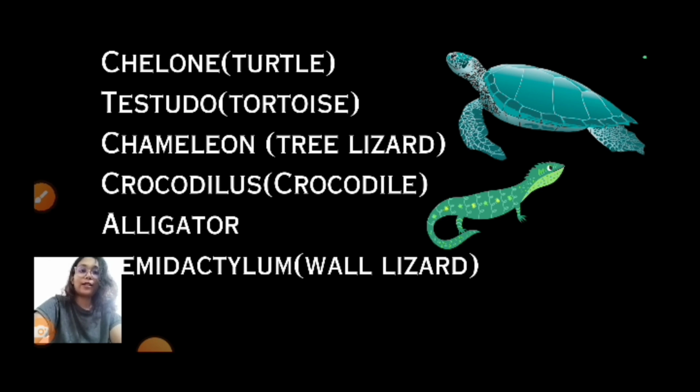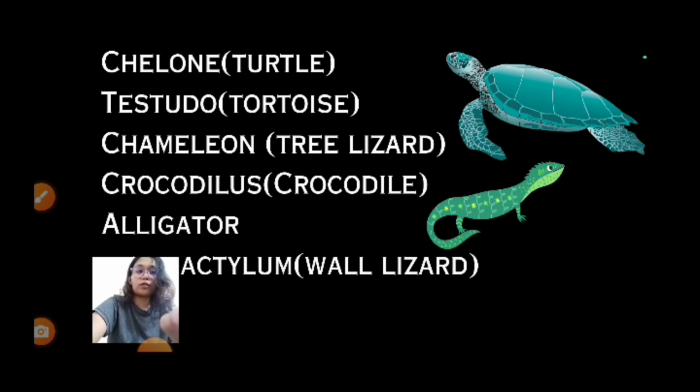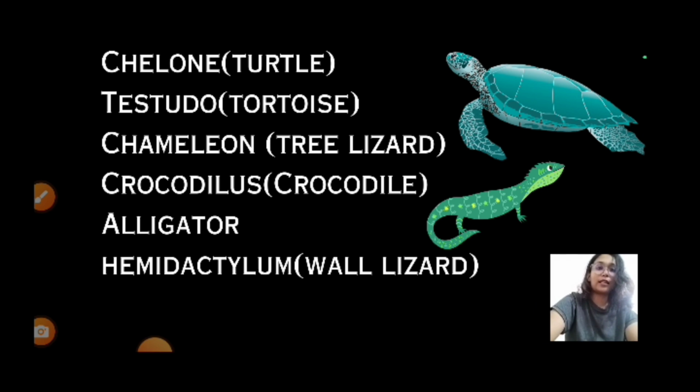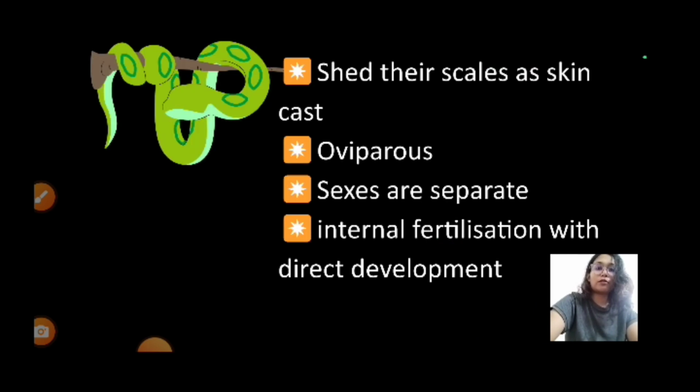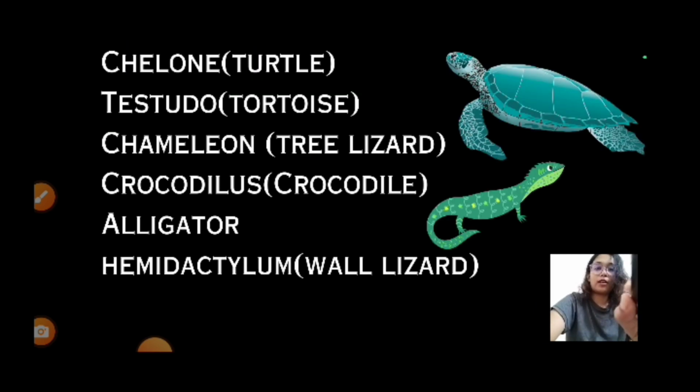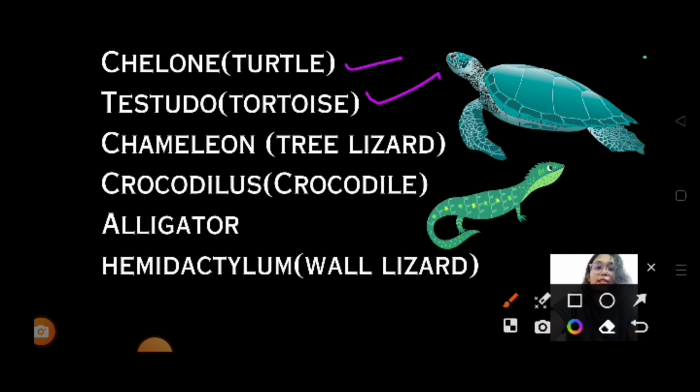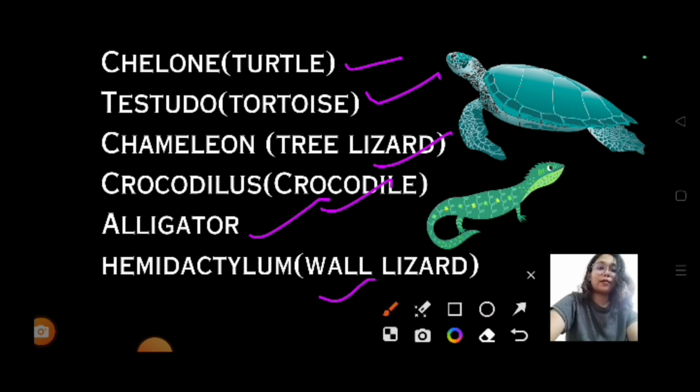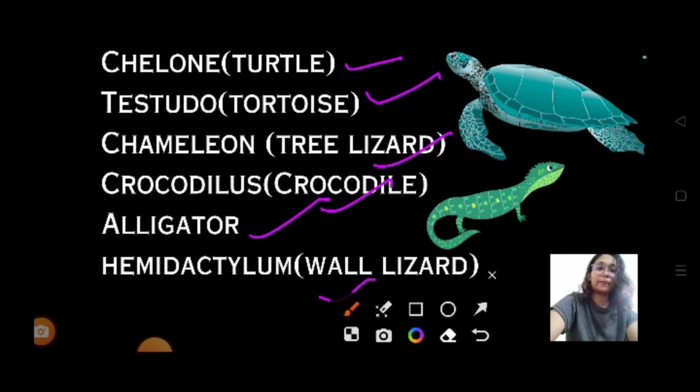So these are a few examples of the class Reptilia. Turtle, tortoise, tree lizard, crocodiles, alligators, wall lizards, all are examples of the class Reptilia. Okay, so go through the examples once.